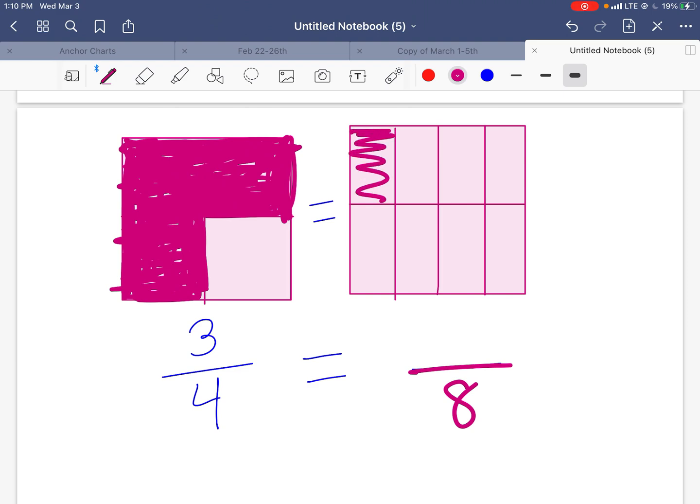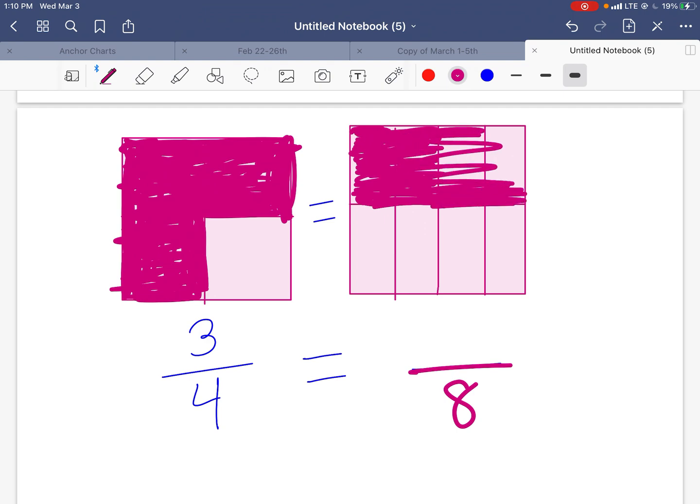All right, so let's start. Let's color this one. Are those models equivalent? No. Let's color some more. Are those models equivalent? No. Let's keep going. Even if I go all the way over, are those equivalent? No, those are not equivalent. We got to keep going. Let's color another one.